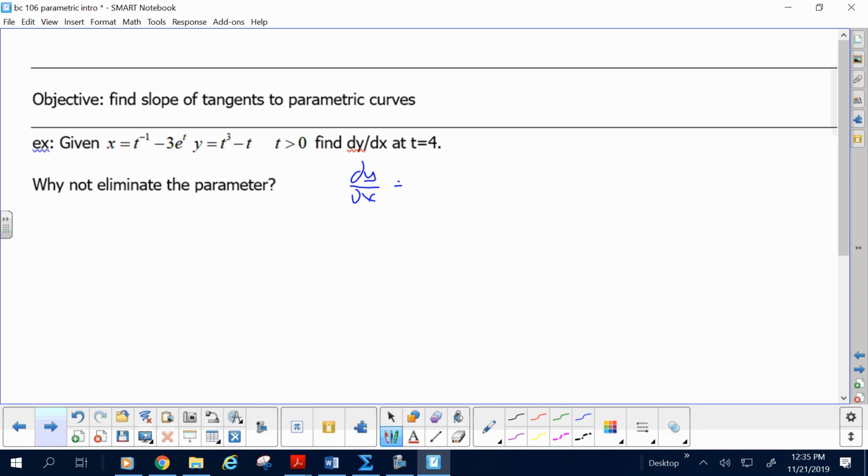Yeah, I could. Now, the problem is that this is in terms of time. They want it at a certain time. So how could I keep this in terms of t's, not x's and y's? Do dy/dt over dx/dt. I think you'll agree that's dy/dx. What's dy/dt? t cubed minus 2 gives 3t squared, 3t squared minus 1. And what's dx/dt?